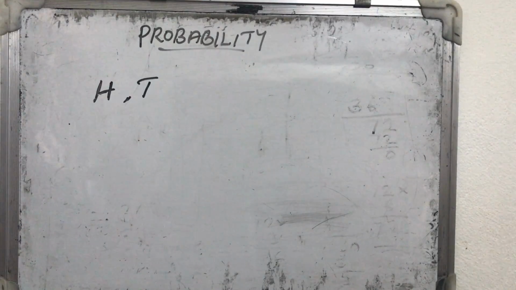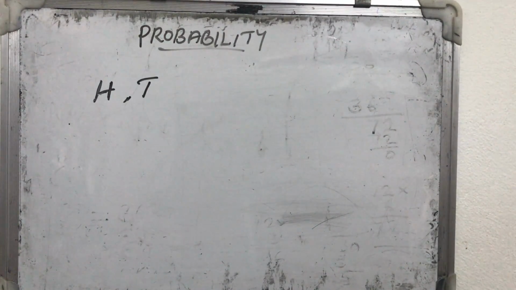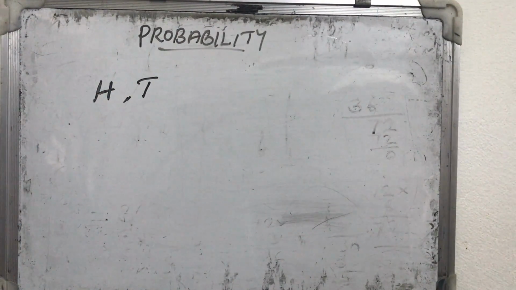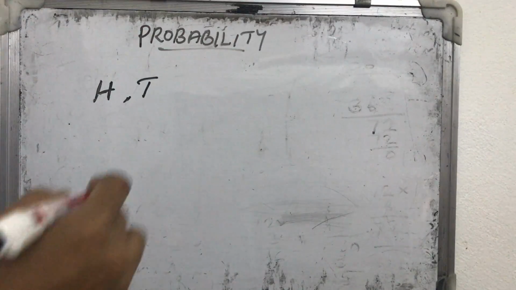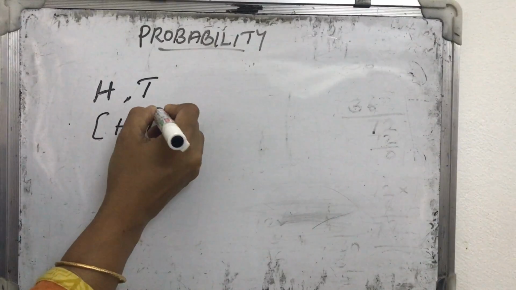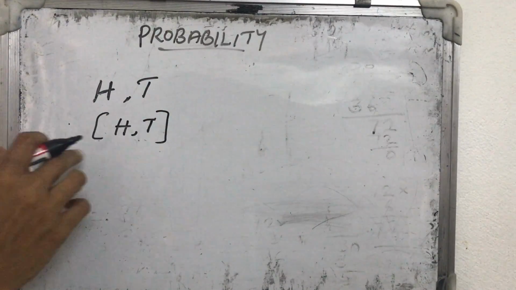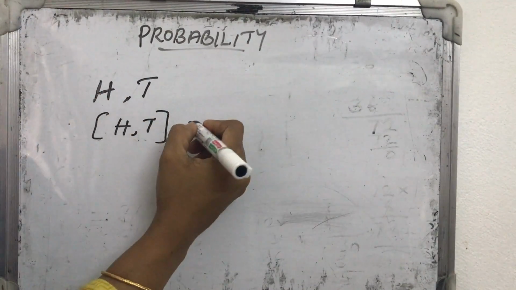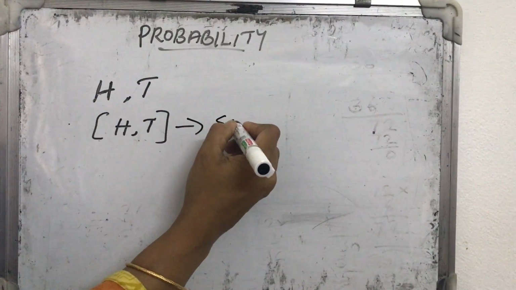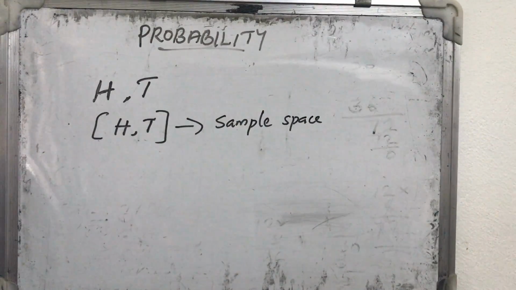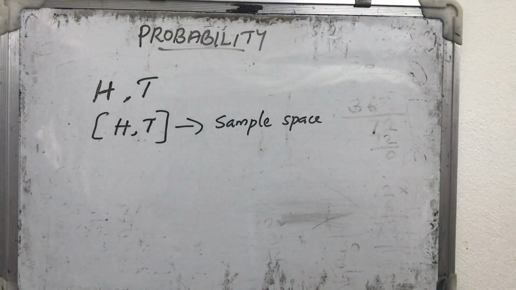These are some new words in probability that we want to study first. These are the outcomes when we toss a coin, and these 2 outcomes together are the total outcomes in tossing a coin. We can represent that in a bracket, any type of bracket you can use. Then it is represented as the sample space: the total outcomes in that event.